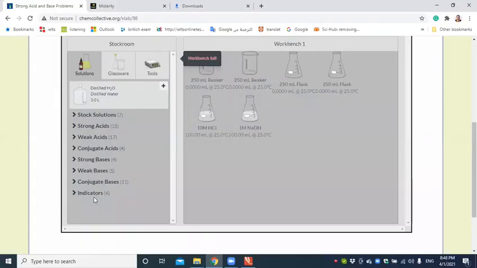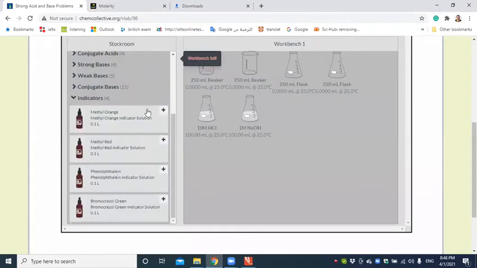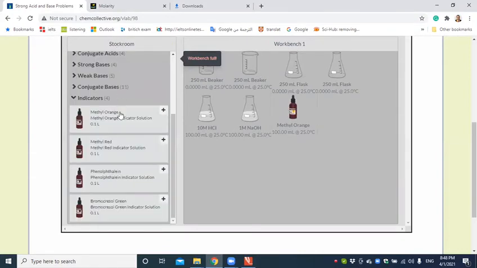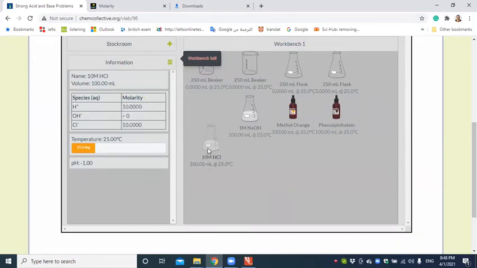Now we need to use indicators. As we know, we have different indicators like methyl orange, methyl red, and phenolphthalein. Now we need to use 2 of them. I will use methyl orange, and another one, phenolphthalein, to see the different colors in acid and base solutions. Now I will use the first one, the acid solution.